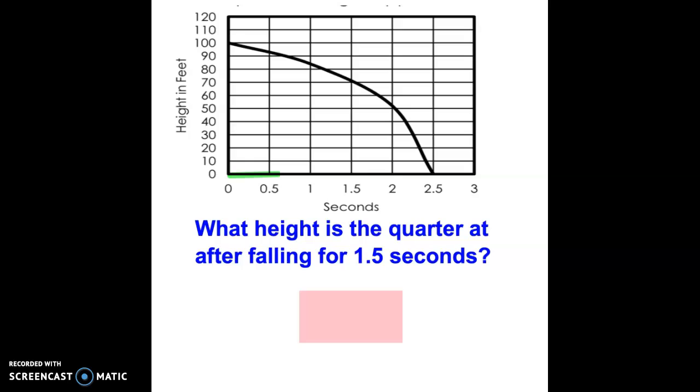I don't know why I have a blank page. Okay, what height is the quarter at after falling for 1.5 seconds? So remember, I want you to try to answer that one, and then we'll go over it actually. So the video is going to pause. Try to answer this right now.